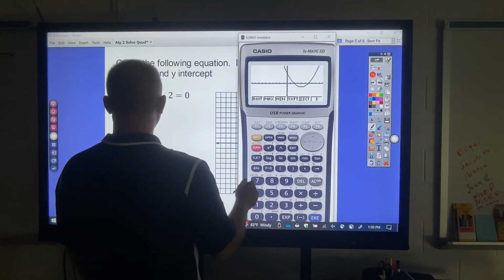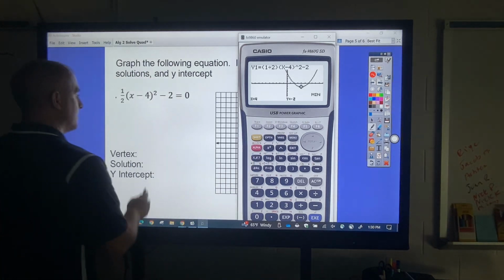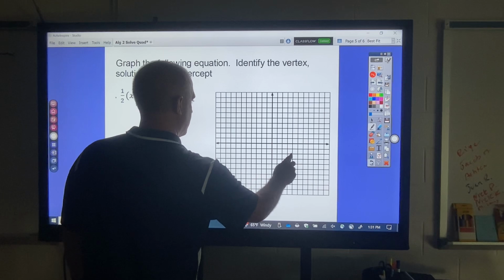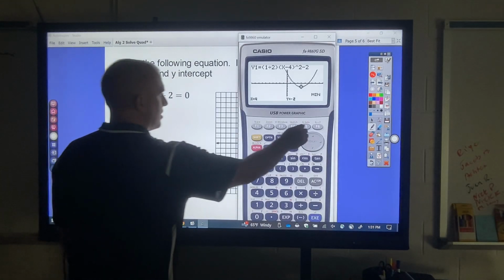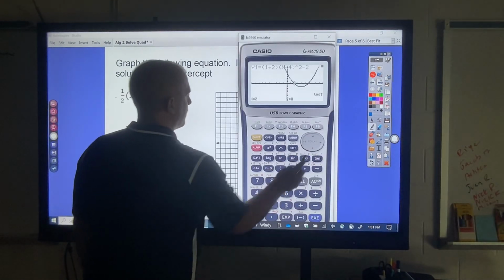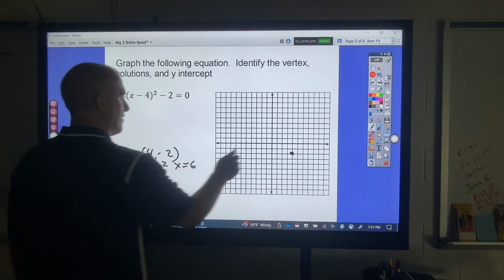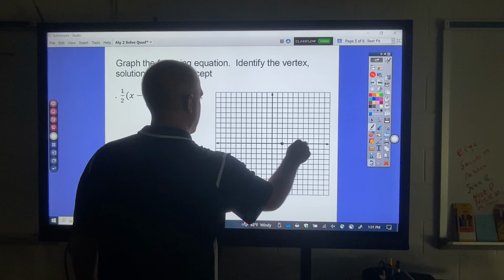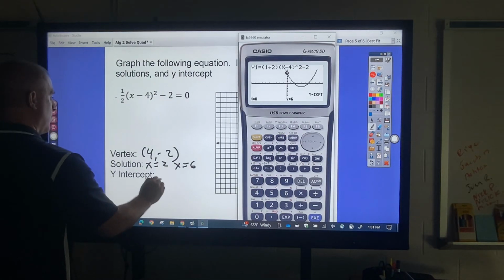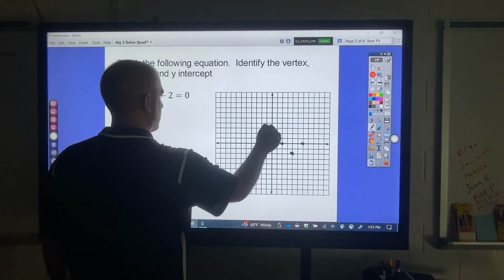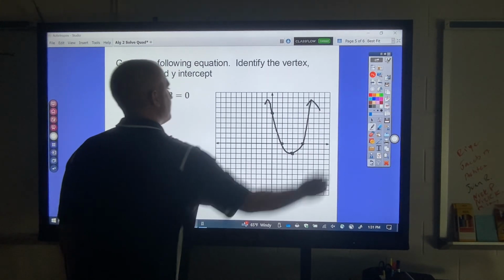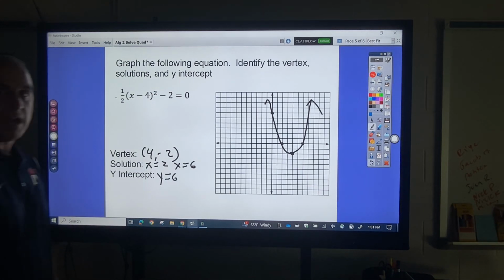All right, so G-solve, that would be a minimum. So that's 4, negative 2. And I should have known that from the graphing. G-solve root, I get x equals 2. If I hit over here, I get x equals 6. So I graph those points, 2, 3. And then G-solve y-intercept, y equals 6. So 1, 2, 3, 4, 5, 6. And then all I gotta do is connect my dots. And that's solved by graphing.